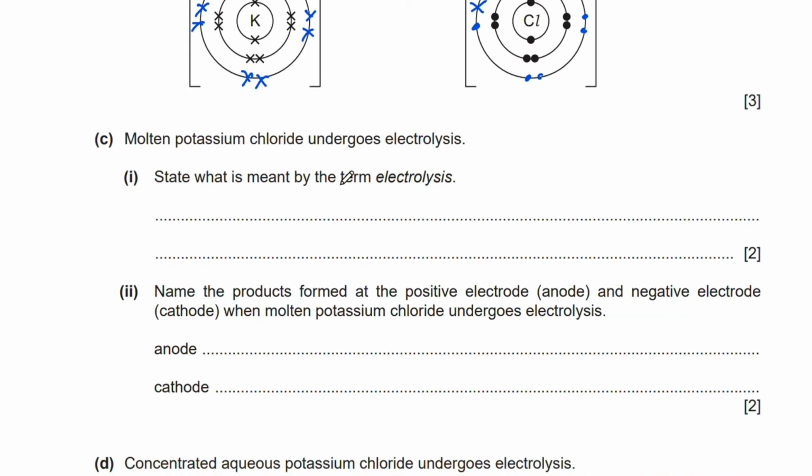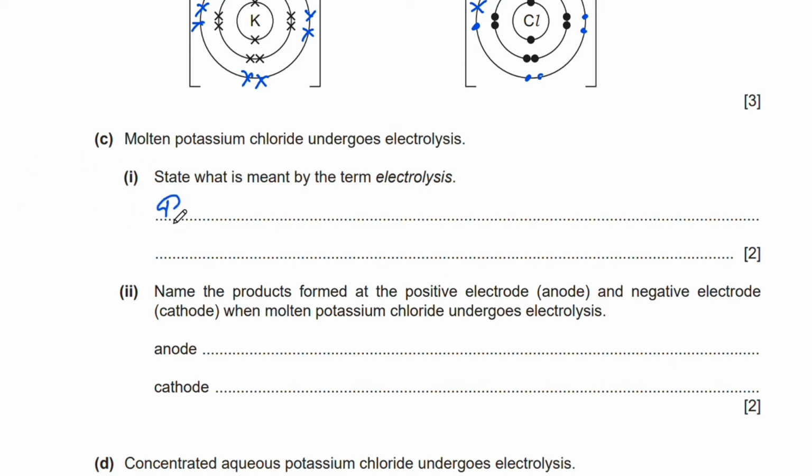Molten potassium chloride undergoes electrolysis. State what is meant by electrolysis. So we know that electrolysis is the breaking down of an ionic compound into its constituents when you pass the electric current, given that the ionic compound should be in its molten state or its aqueous state. So what will you write?